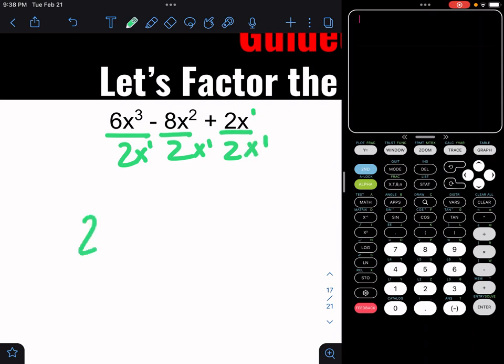So now write our GCF on the outside, and in parentheses we're going to put what we get from dividing. 6 divided by 2 is 3. Then we have x. 3 minus 1 is 2. Then negative 8 divided by 2 is negative 4. We have an x squared divided by x to the first. Subtract the exponents, 2 minus 1 is 1. And then 2 divided by 2 is 1. And x to the first divided by x to the first would be x to the 0, which just equals 1.